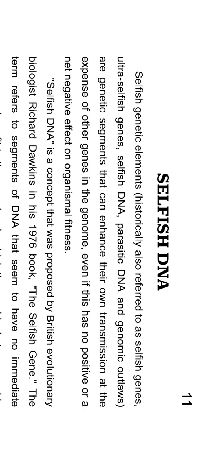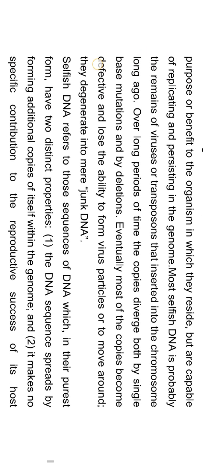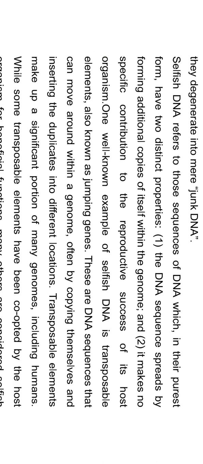Selfish DNA. Selfish genetic elements. Selfish genes, ultra-selfish genes, selfish DNA, parasitic DNA, and genomic outlaws are genetic segments that can enhance their own transmission at the expense of other genes in the genome, even if they have no positive or negative effect on organismal fitness. Selfish DNA is a concept that was proposed by British evolutionary biologist Richard Dawkins, and selfish DNA refers to those sequences of DNA which in their purest form have two distinct properties. The DNA sequence spreads by forming additional copies of itself within the genome. It makes no specific contribution to the reproductive success of the host organism.